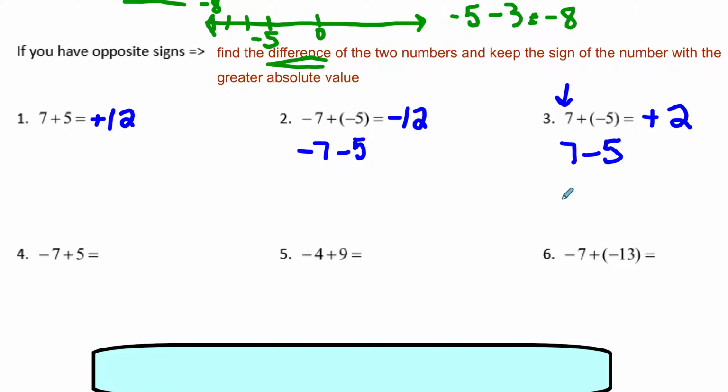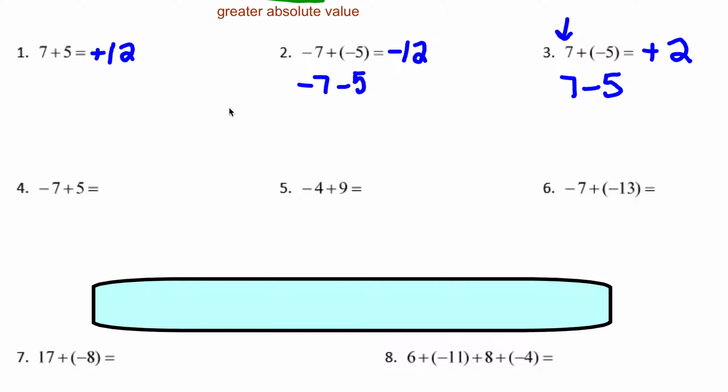So what I'm going to do is take the difference of them, meaning I subtract them, and then I keep the sign of the biggest number, the greater absolute value. Here, 7 is obviously greater than 5. 7 is negative, so we know our answer is going to be negative. I take the difference between these two numbers. That's 7 minus 5, so that becomes negative 2. All right, here is another great practice problem.